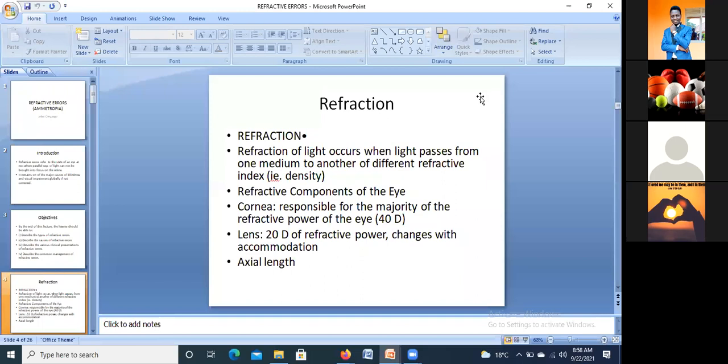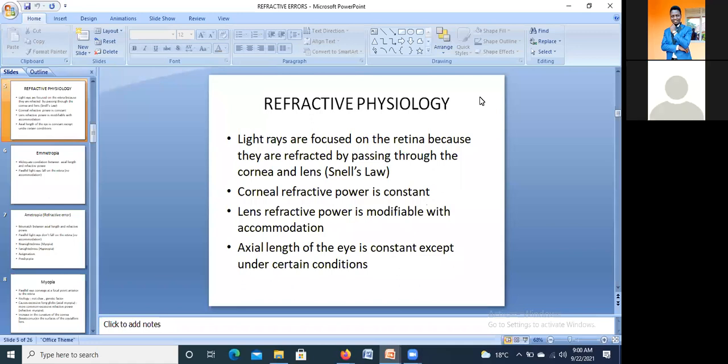Then the other refractive surface of the eye is the crystalline lens, which contributes approximately 20 diopters. The power of the lens becomes higher when you are accommodating. So the power of the lens is not fixed. We said on average it is 20, but it may go higher, because the size of the lens changes as it accommodates.